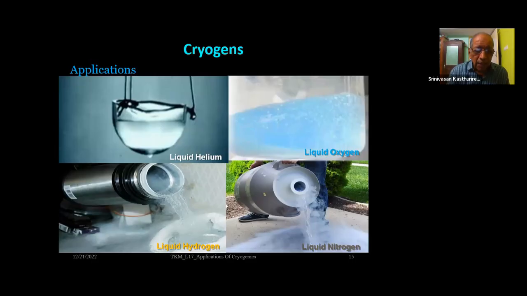Now, if you see the various cryogens that are available, you can talk about helium, you can talk about oxygen, you can talk about hydrogen, and nitrogen. So these are the various cryogens that one can see, which can be used for low temperature applications.